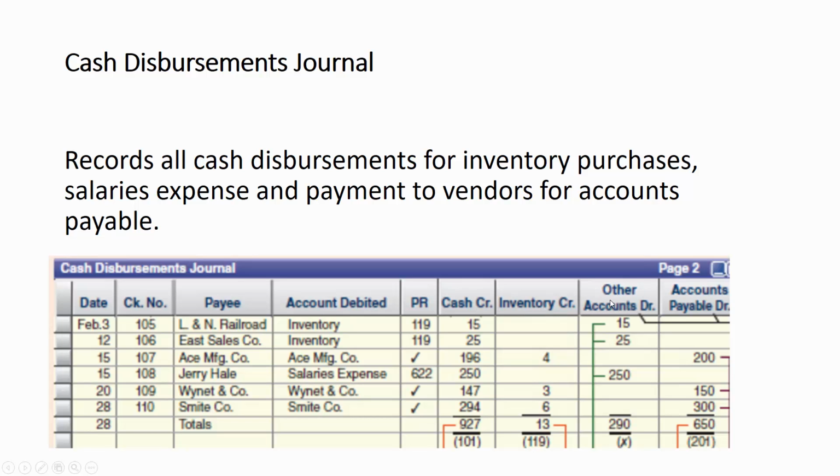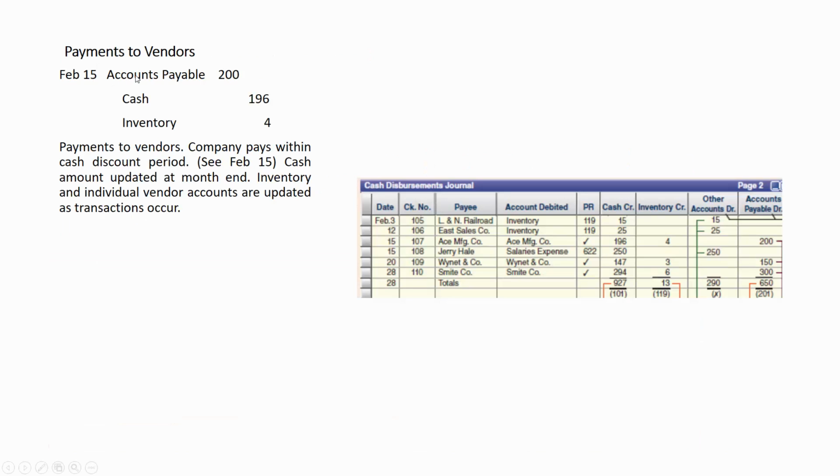Here we have other accounts. Again, those would be updated daily, and the accounts payable debits, those would be updated to the individual vendors, and then the controlling total transferred at month end. So payments to vendor. So here we have on February 15th the payment to a vendor. Accounts payable is being debited for $200. We're paying cash of $196, and we're going to take an inventory credit for $4 because we're paying within the cash discount period. So this is a payment to a vendor.